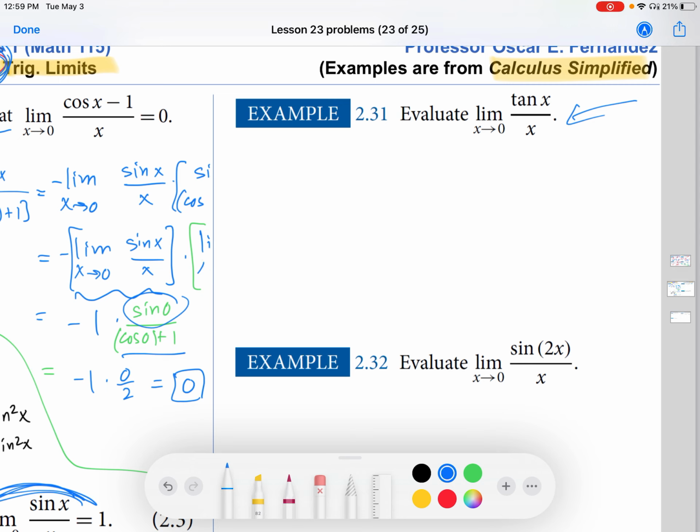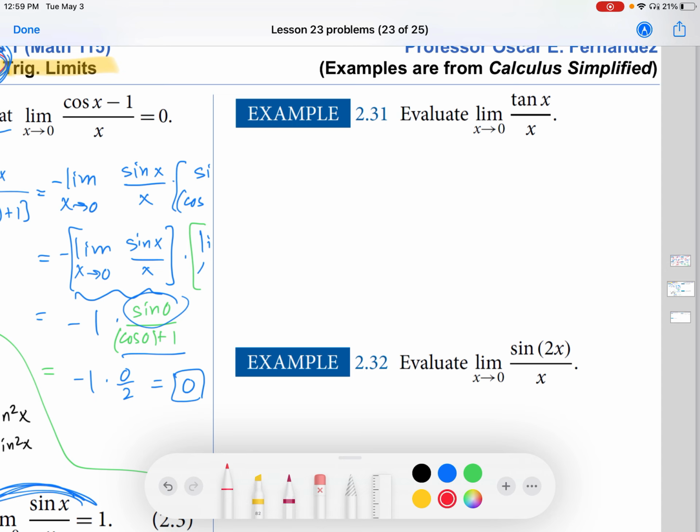And what does it say? It says, evaluate this particular limit, tangent x over x, as x goes to 0. Once again, we can't substitute in x equals 0 because the function is undefined there. And tangent of 0 is actually 0. So actually we get 0 over 0, quote unquote, right? If we try to substitute the 0 in for x. So we have to do something different.